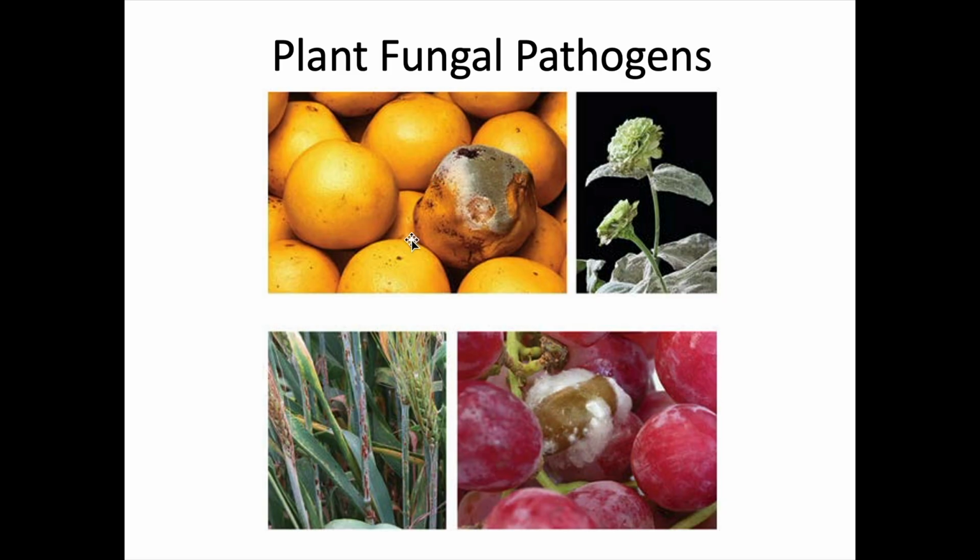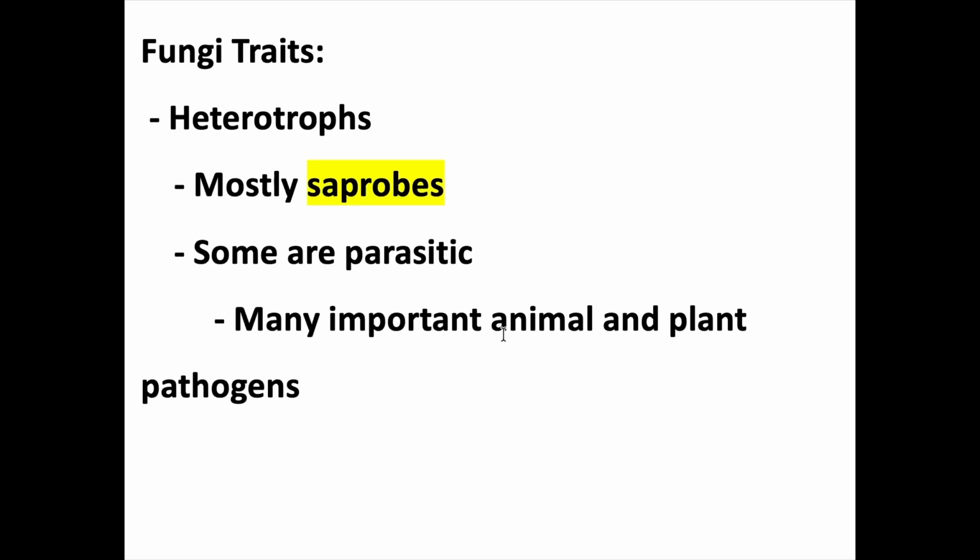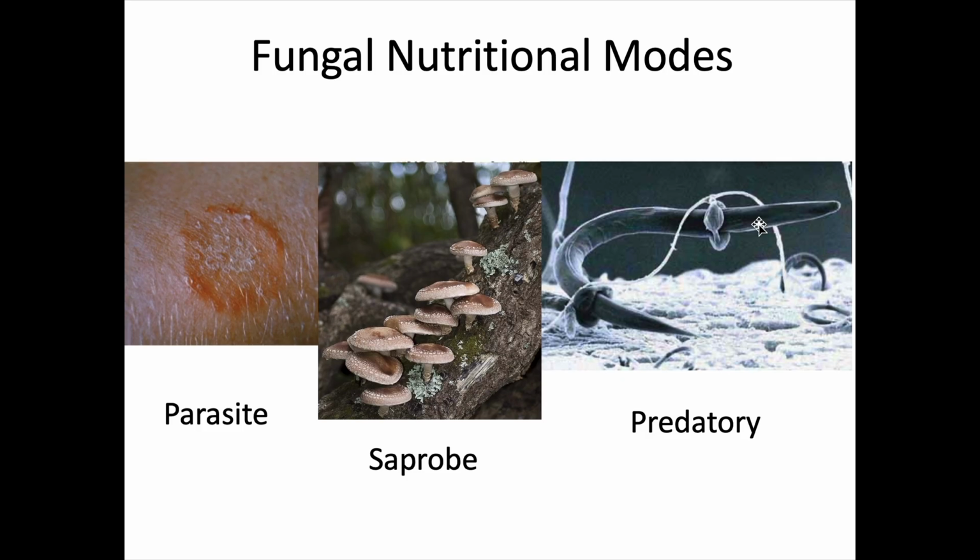Again, the textbook has a big section on a bunch of these. I don't want to make you memorize all of them, but just know that some of these parasites are important animal and plant pathogens. There's a third way to be a heterotroph other than being a saprobe or being a parasite, and that's to be a predator. And there actually are some fungi that actively hunt their prey.